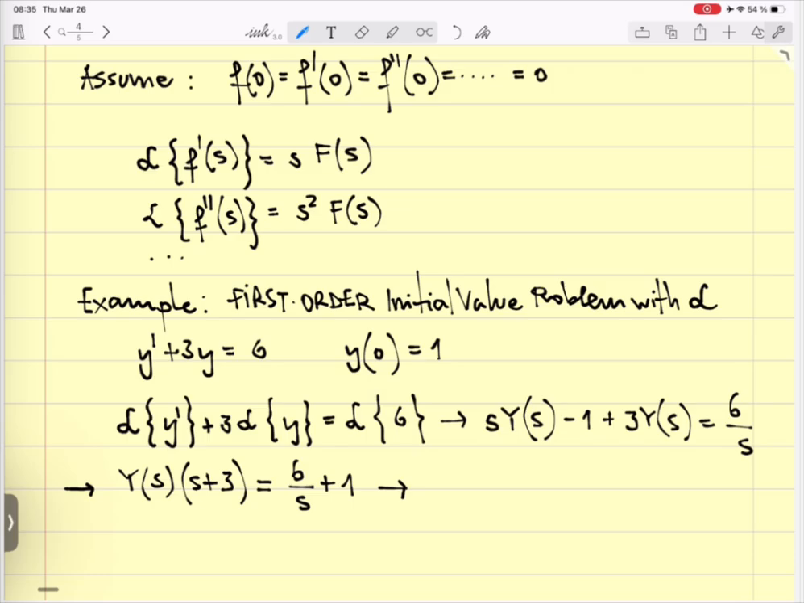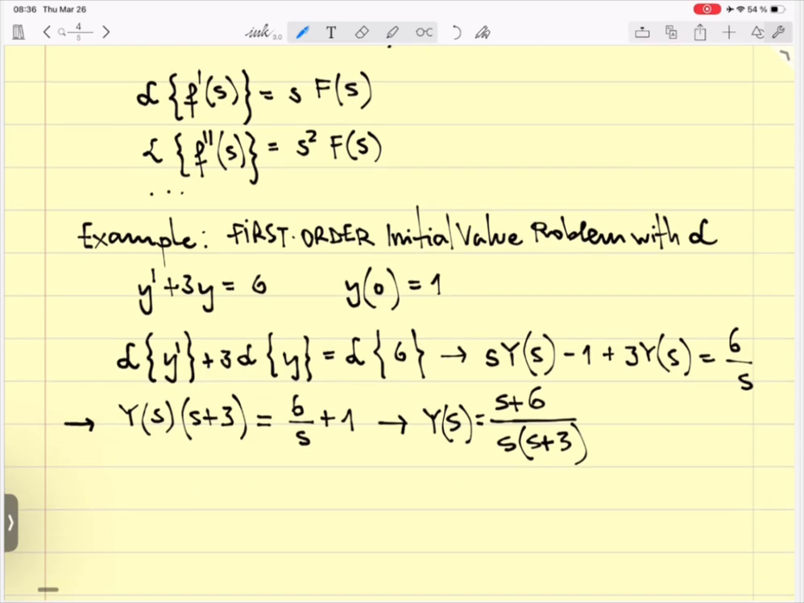So we turn this into I of s equals s plus 6 divided by s times s plus 3. Okay. This is the first step. Now we apply something called partial fraction decomposition.